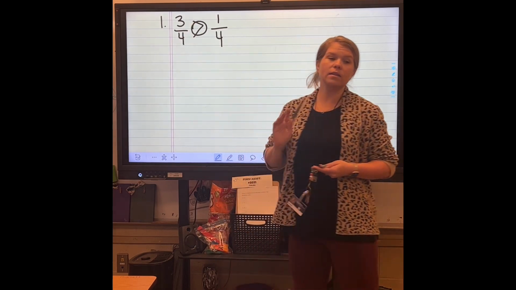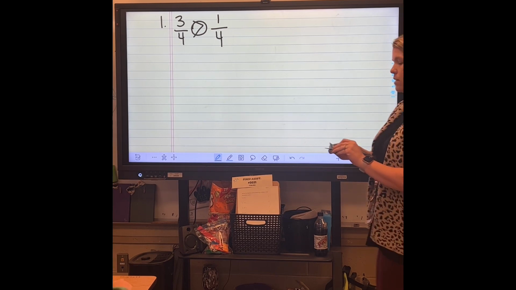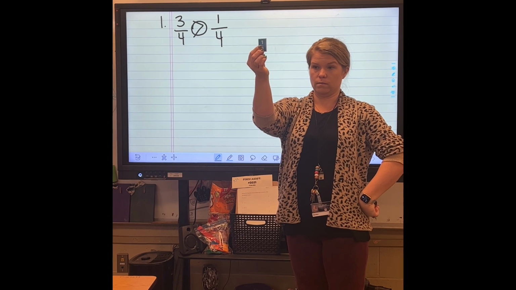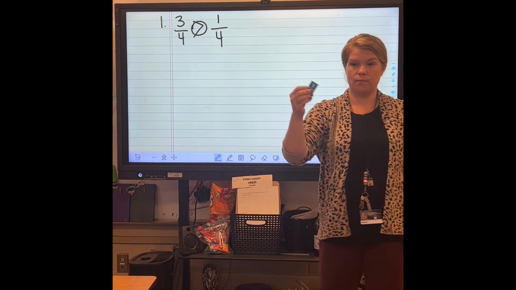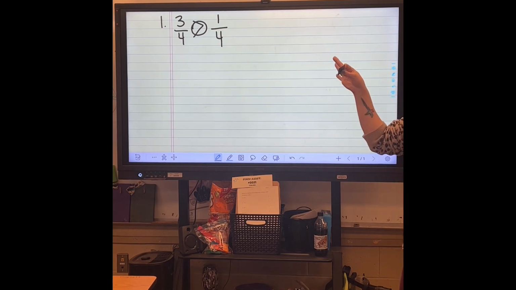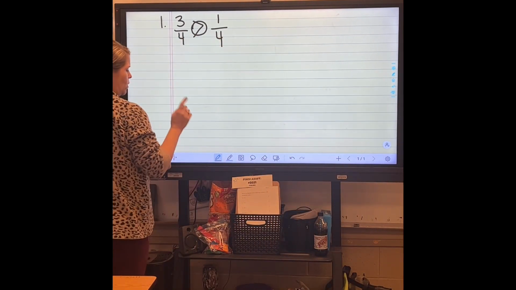When the denominators are the same, you don't have to do any work. It's simply asking you which one has more, 3 of these or 1 of these? 3. Does that make sense? Yes. That's easy peasy. Wait, what if they have the same numerators? We'll get to it.